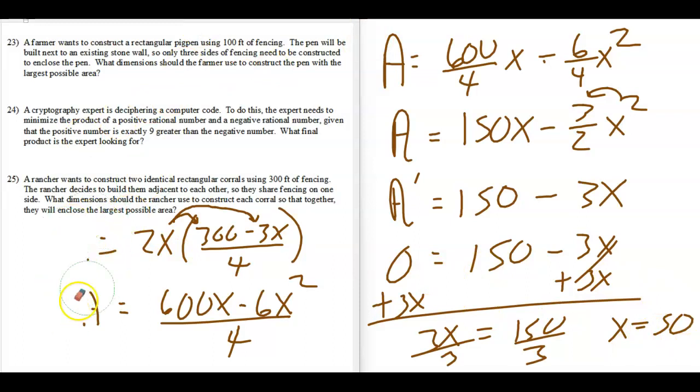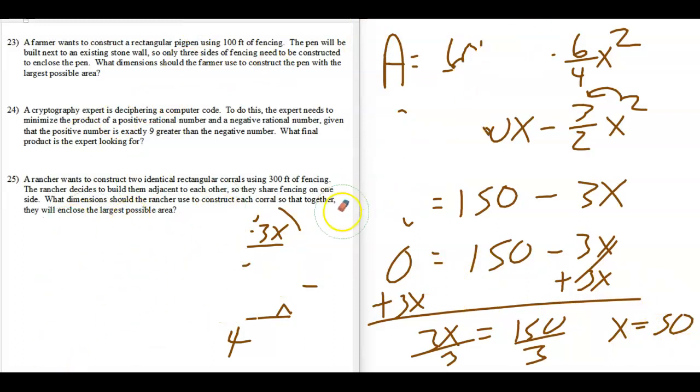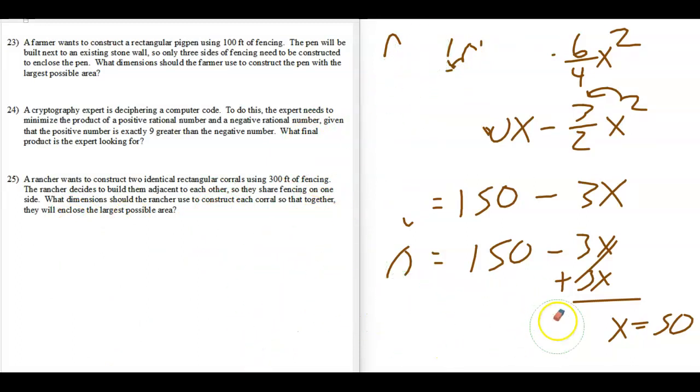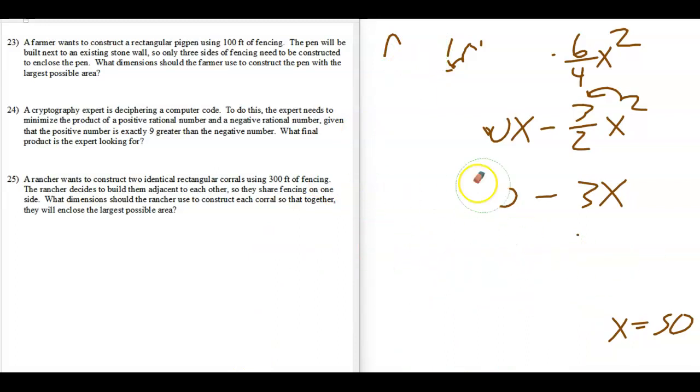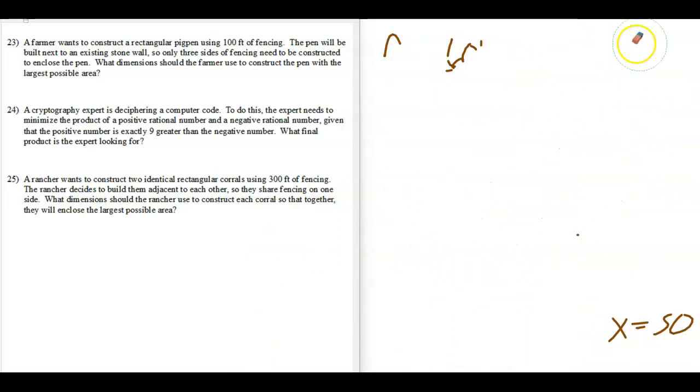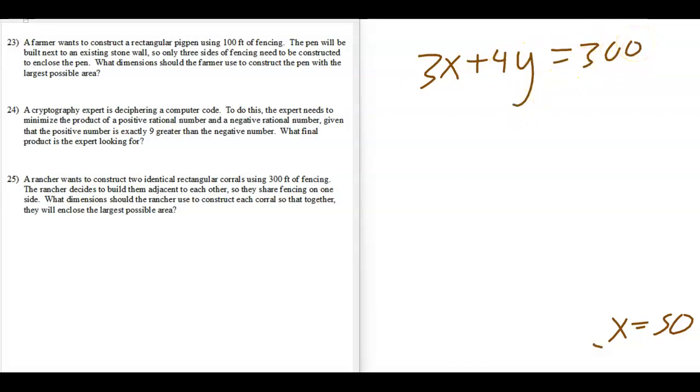So once again, we want to make sure we're answering the questions they asked for, though. They're asking us for what dimensions are there. In other words, what's the length and width of these corrals? So to do that, we want to remember that we had 3 x's and 4 y's for a total of 300 feet of fencing. We just found out that the x lengths are 50, so we can go ahead and plug that in.